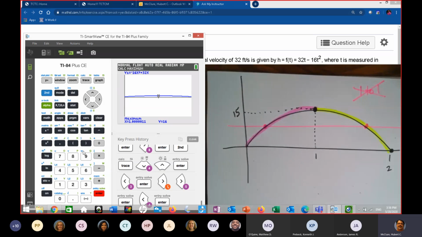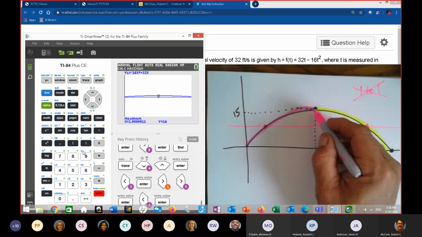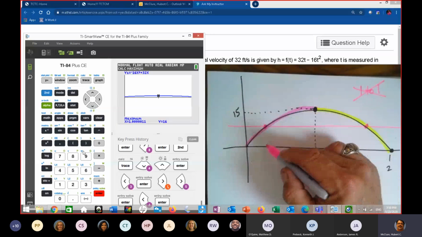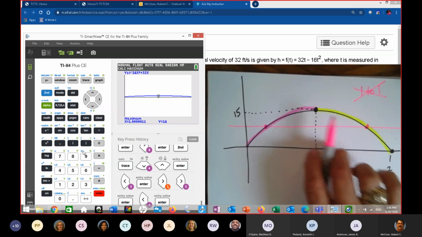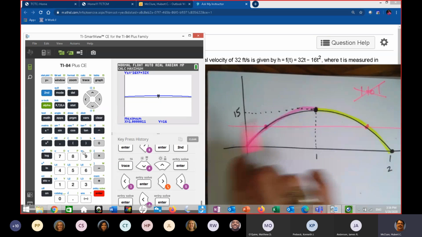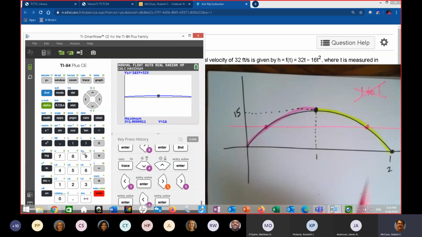So what they're going to do is treat one side as a one-to-one, the pink is a one-to-one, and the yellow is a one-to-one. So we're going to do this side by side. Does everybody understand that? Okay. Again, this is not a question I would put on a test because it's confusing to the student.